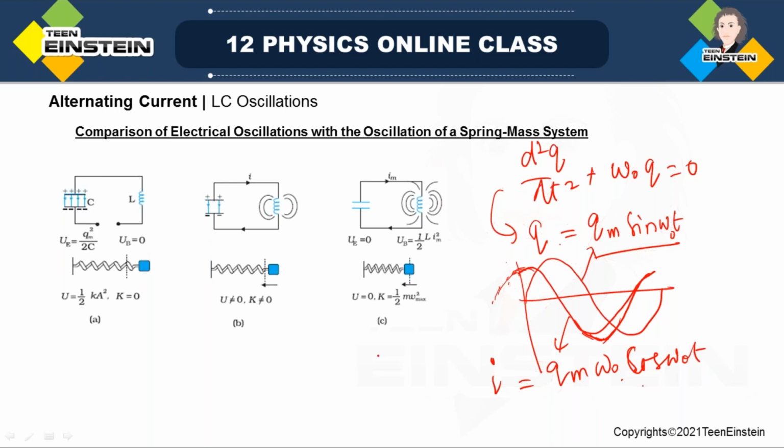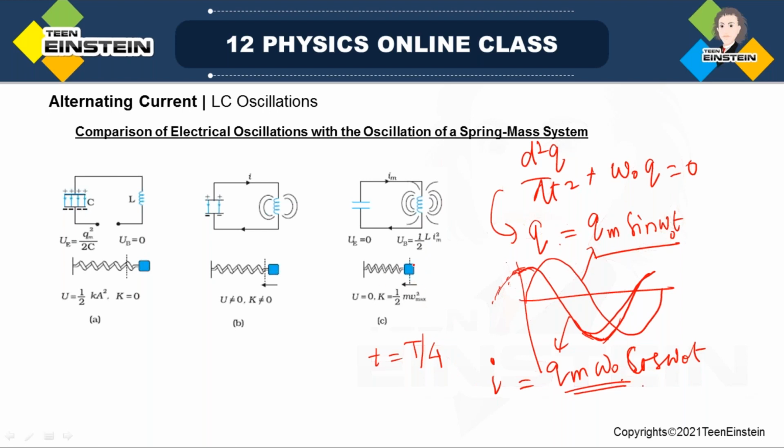Look, charge is reducing and the current is increasing, and when t equals T by 4, at that time the current will be maximum in the circuit, and that maximum current will be this one.